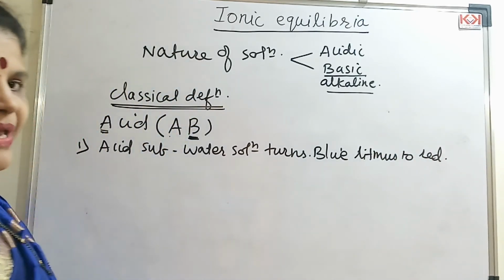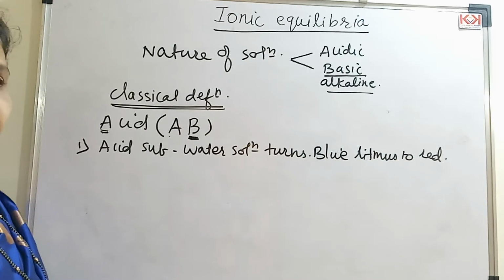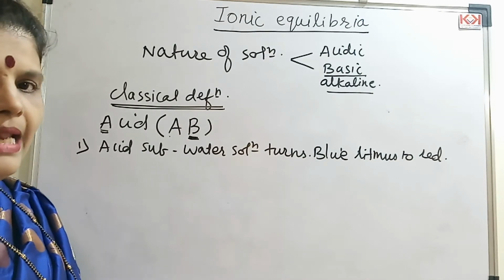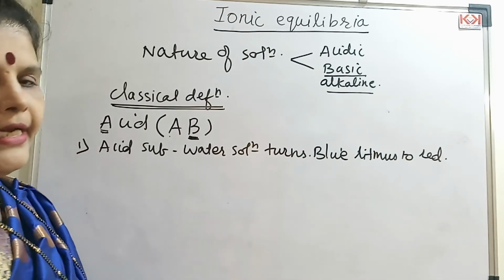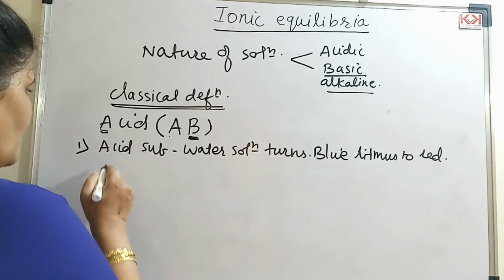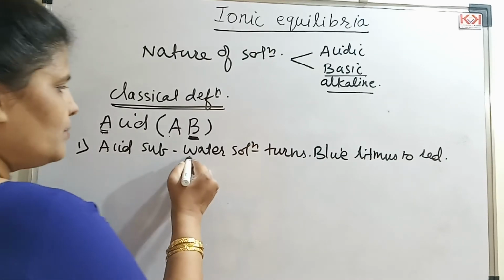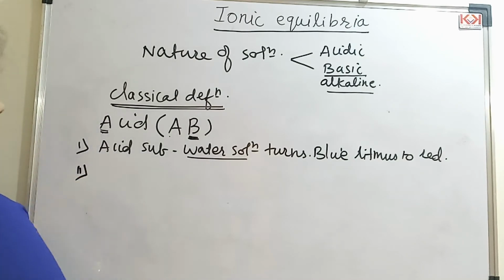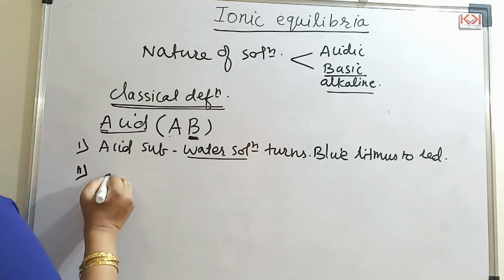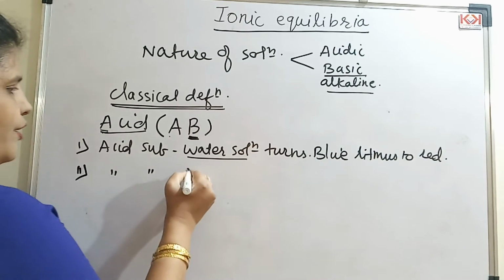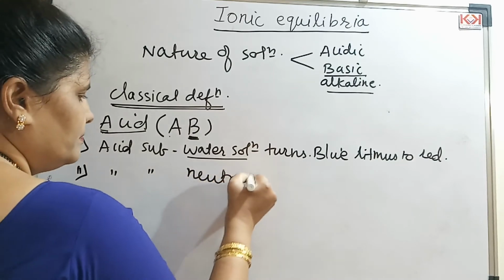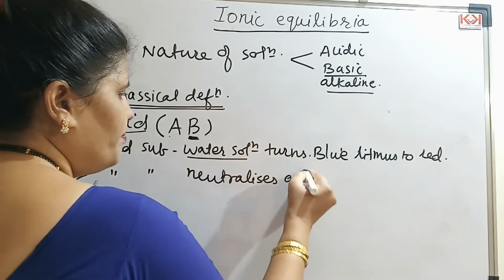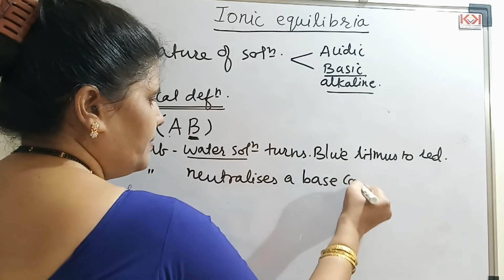That is a litmus paper. I think all of you have used that in qualitative analysis in the lab. That is one of the preliminary tests to detect the pH. So acid is a substance whose water solution turns blue litmus to red. What will be the second way to define the acid? So acid is a substance that neutralizes a base completely.